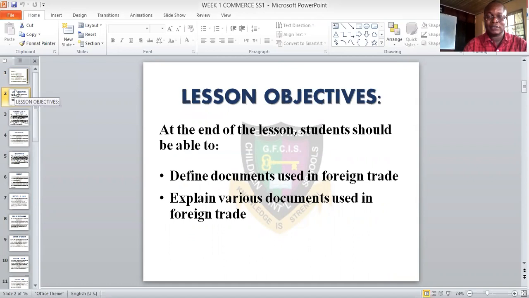At the end of the lesson, students should be able to: one, define document used in foreign trade. Two, explain famous document used in foreign trade.